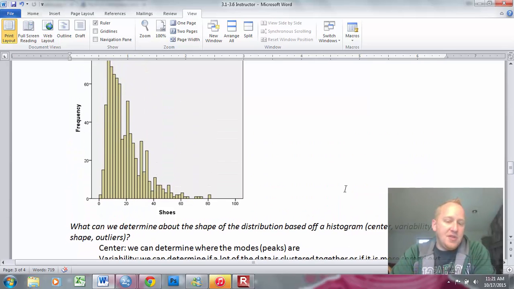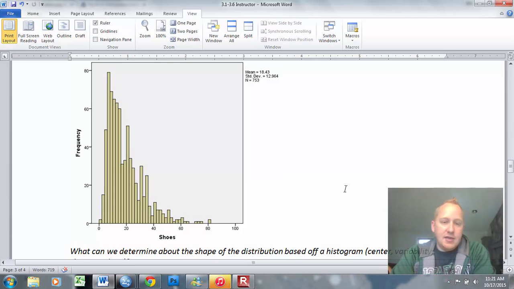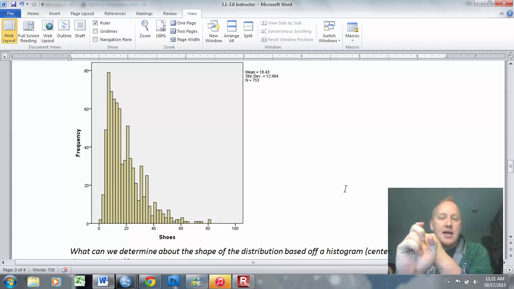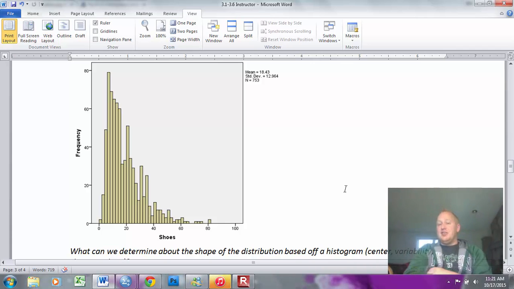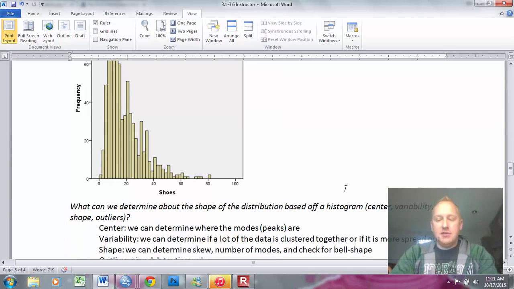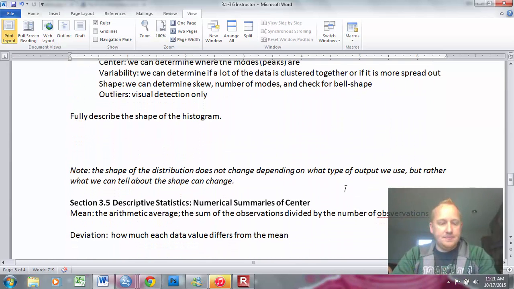So fully describe the shape of this histogram. It's unimodal. The mode is around 7. It is skewed to the right with a few outliers on the high end. So again, it doesn't matter if we use a box plot or a histogram. The shape of the distribution, the shape of the data is the same. The only difference is what we can actually say about the data.